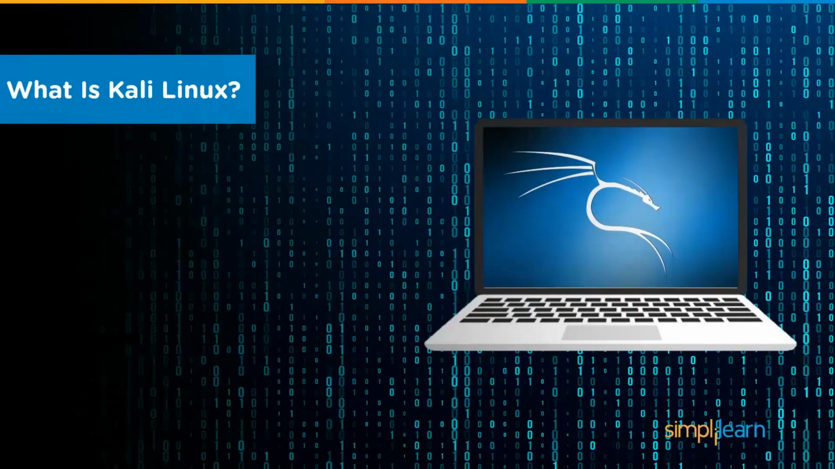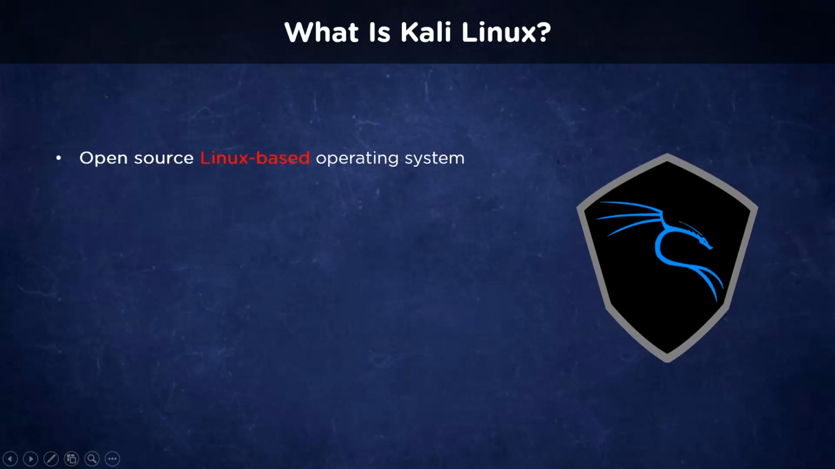Now that we understand the necessity for an operating system like Kali Linux, let us take a look at some of its core features and offerings to the ethical hacking world. Kali Linux, formerly known as Backtrack Linux, is an open source Linux distribution which is aimed at advanced penetration testing and security auditing.